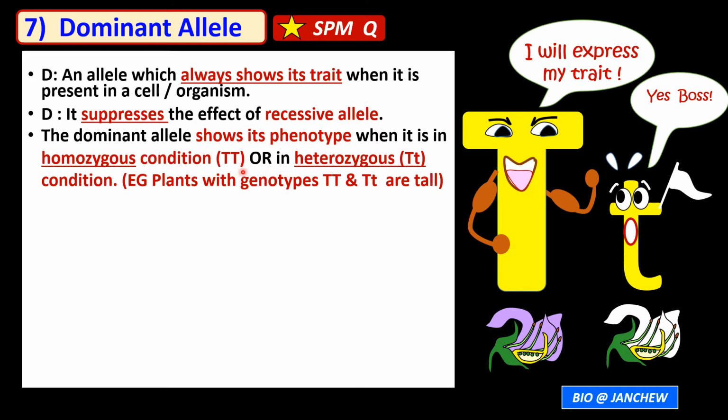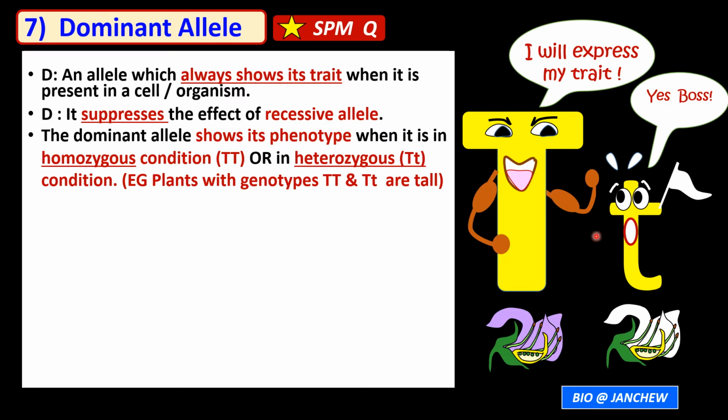So in these two conditions, homozygous or heterozygous, as long as the big T is present, the dominant allele is present, so it will always show its effect. Plants with these genotypes, big T, big T or big T, small t, are tall, because the tall trait is the dominant trait. The dominant allele will show its phenotype, which is the dominant trait, and that's the tall trait in this case. It's just like the analogy of a bully that suppresses the shy or timid person, right?